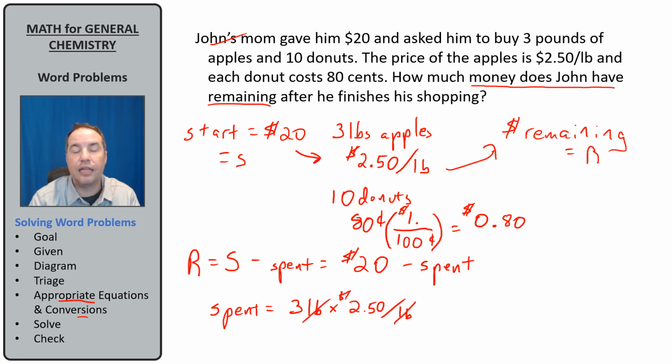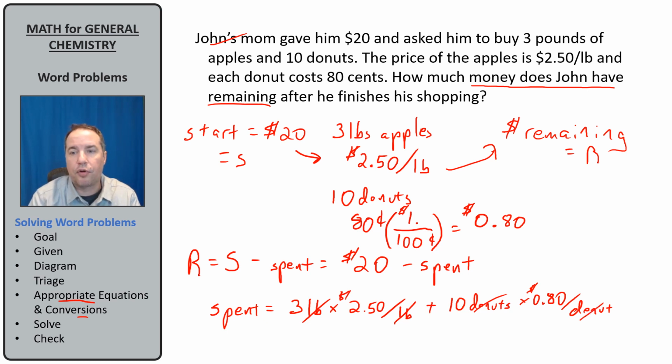Notice when I do that, the pounds will cancel out. Plus 10 donuts, sounds good, times 80 cents, or 0.8, and that's per donut, so the donuts cancel out.